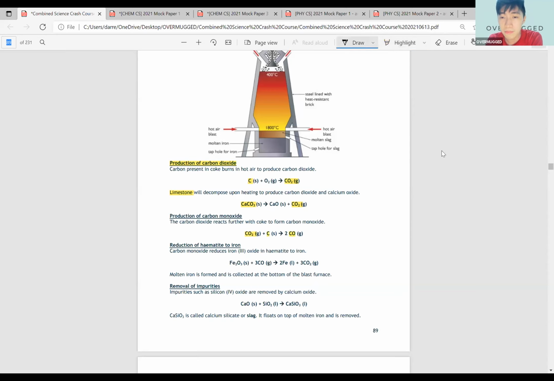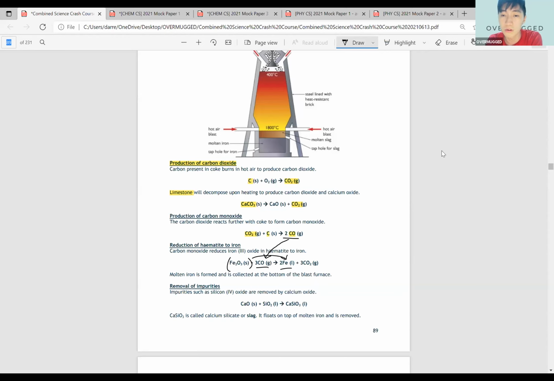So the main culprit, or the main thing I'm trying to produce, is actually carbon monoxide. And why do I need carbon monoxide? It's because carbon monoxide is the one that's responsible for changing my iron oxide into iron, right? The whole point of the blast furnace is for the oxide to convert into its metal form, right? This is called extraction of metal.